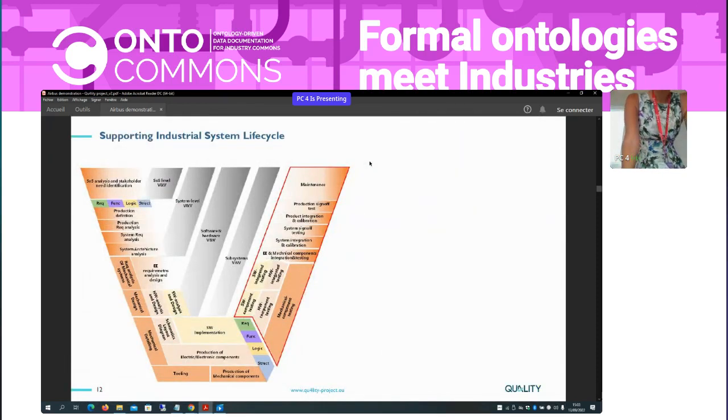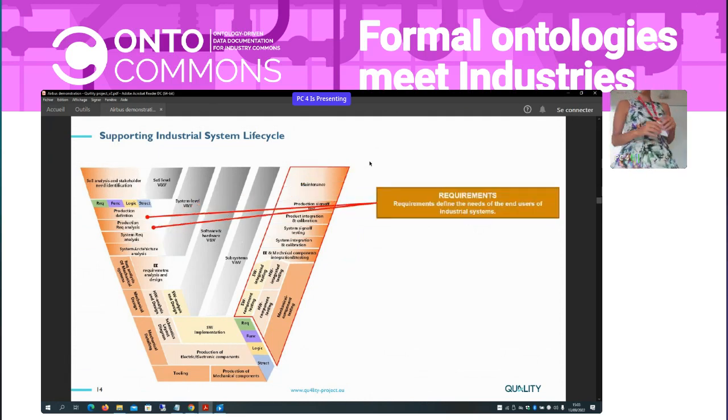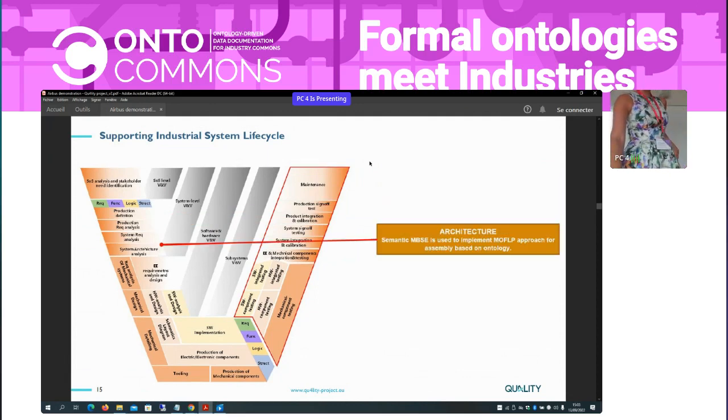So in order to build this prototype, we followed an MBSE approach as well. We wanted to have first an authoritative source of truth, so we wanted to have an ontology that is used to represent the assembly process and the virtual models across all the life cycle. We wanted as well to have requirements that are defined for the user needs of the end users of the industrial system. So what are the performance requirements that this system will need to consider?